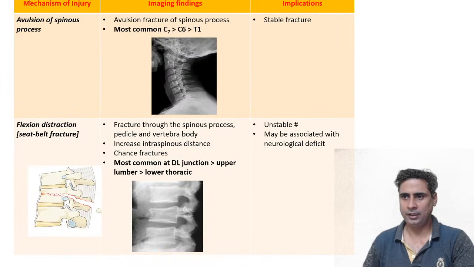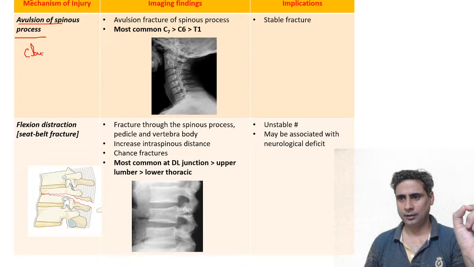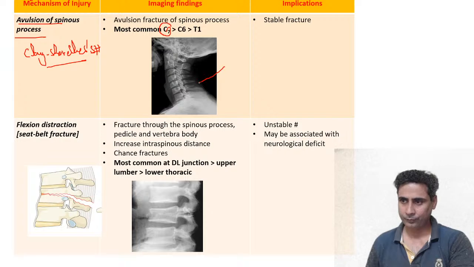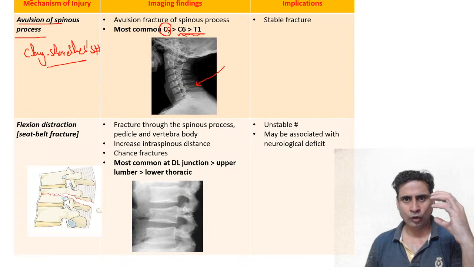The next mechanism of injury is avulsion of the spinous process due to sudden violent contraction of the paraspinal muscles, also known as Clay-Shoveler's fracture. Most common is in the spinous process of C7. Here you can see Clay-Shoveler's fracture, spinous process fracture of the C7 vertebra. Other common sites are C6 and T1. So it will be around the cervico-dorsal junction.